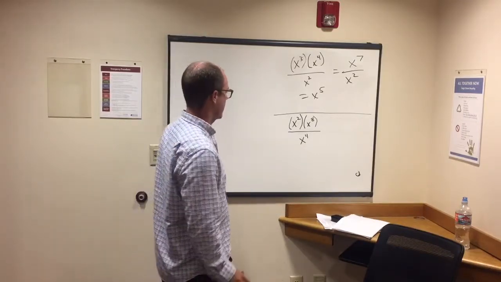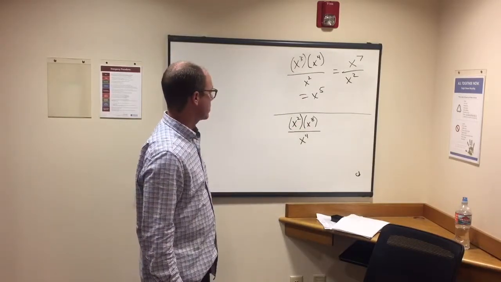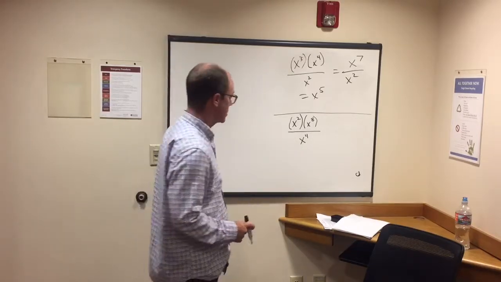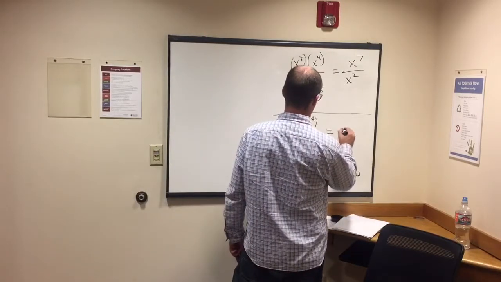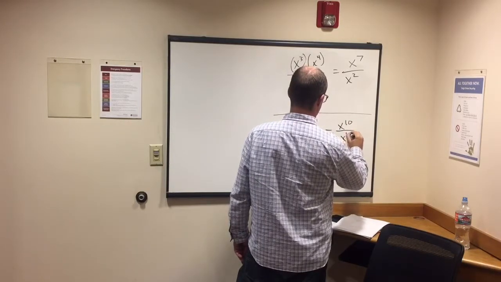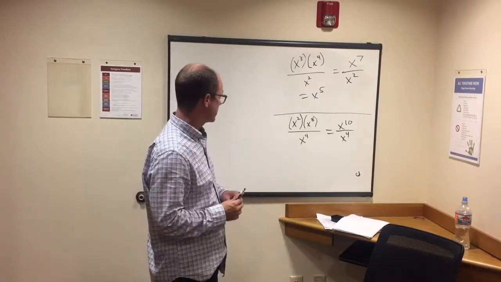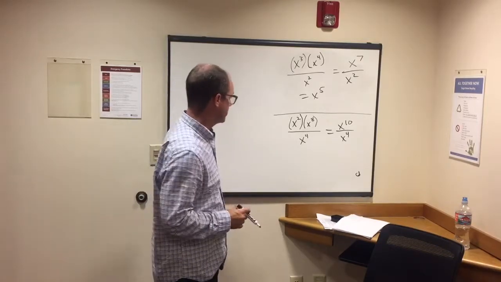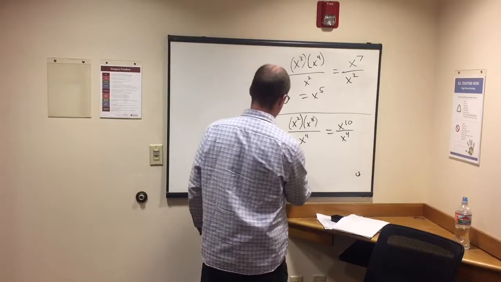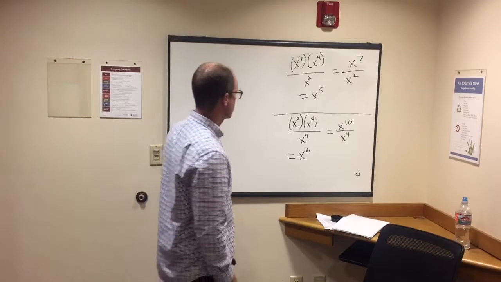Same basic setup. We have x squared times x to the 8th divided by x to the 4th. Remembering that when we're multiplying exponents with the same base, we add: 2 plus 8 is 10, x to the 10th, all over x to the 4th. So we added the exponents when multiplying, and when dividing, we subtract. 10 minus 4 is 6. That's our answer, x to the 6th.